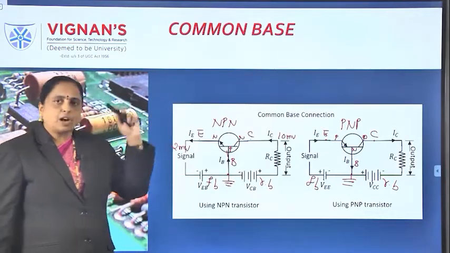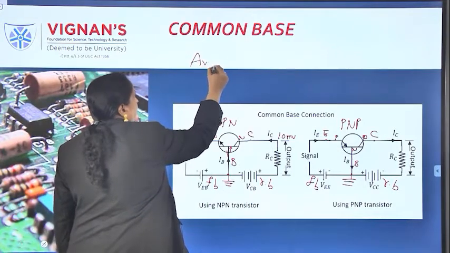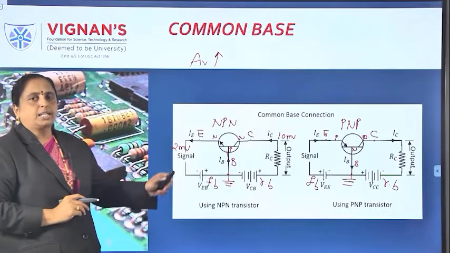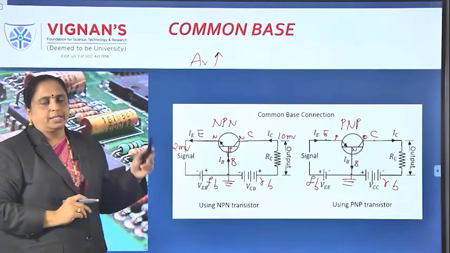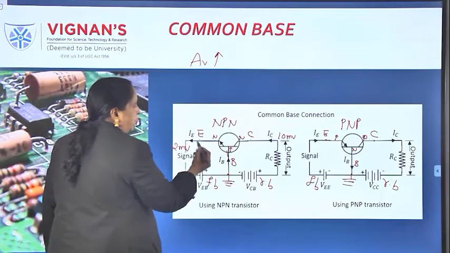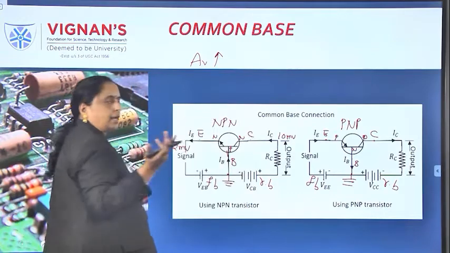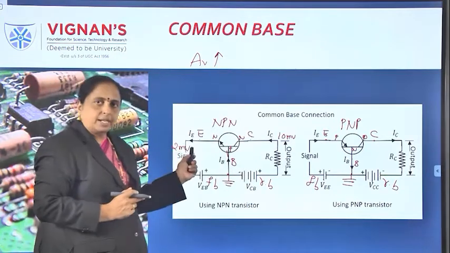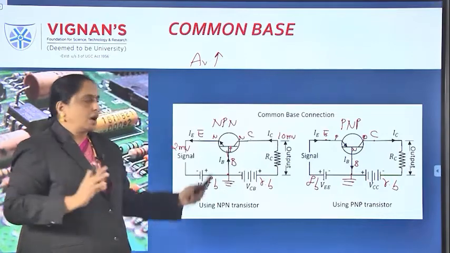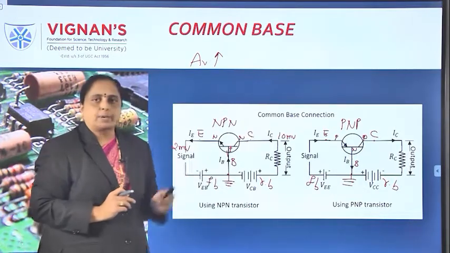So, in case of common base configuration, the voltage gain is very, very large. But the current gain is approximately equal to 1. Current gain is very small or almost negligible. Because, see here, all the charge carriers starting from the emitter are reaching the collector. Suppose 100 charge carriers are moving here; if it is an ideal one, all 100 carriers should reach the collector, but the base takes some recombination.